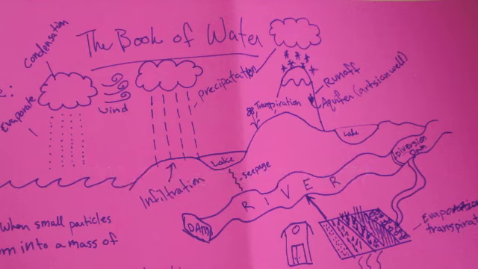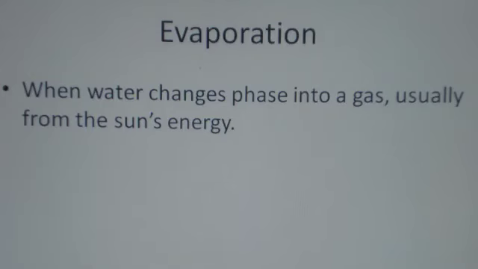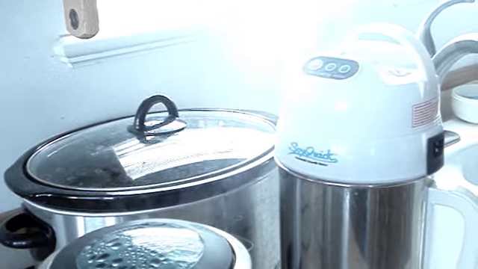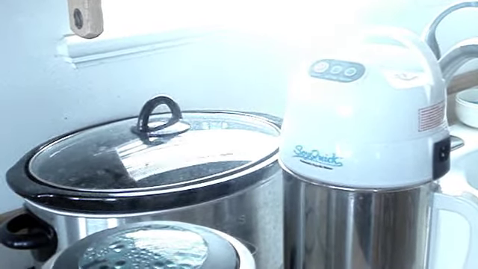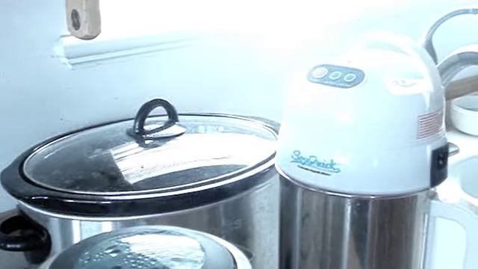The water cycle consists of many sections. Evaporation is one of those sections. It is when water changes phase into a gas, which usually comes from the sun's energy. You see it in boiling water.